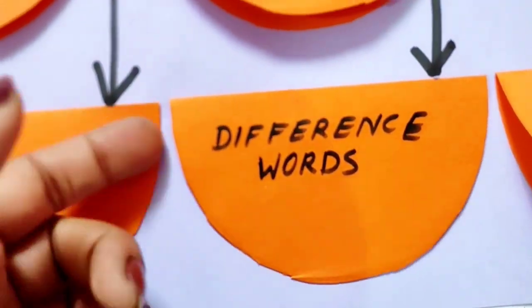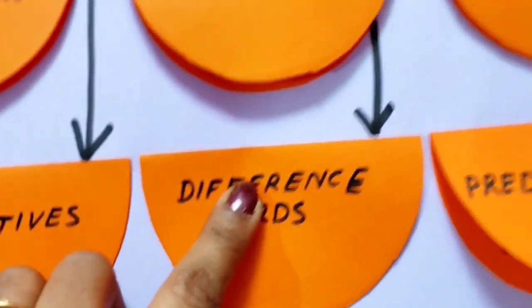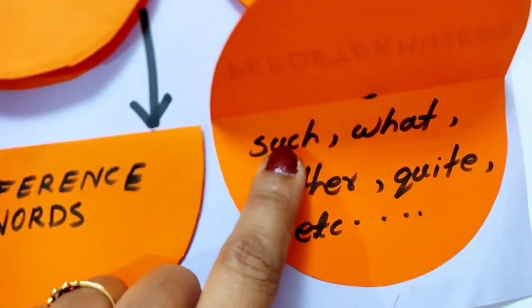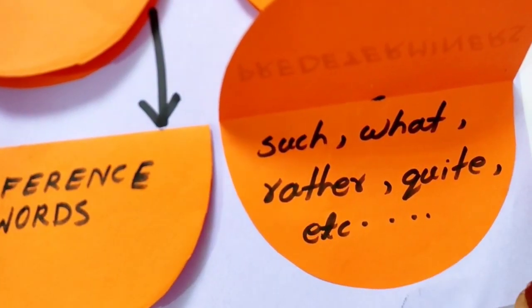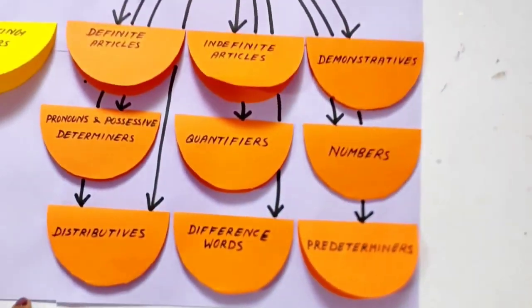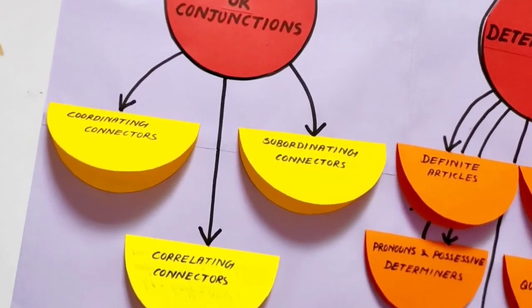Then difference words. Other and another are difference words. Then predeterminers. For example, such, what, rather, quite, etc. So these are the types of determiners and these are the types of connectors.